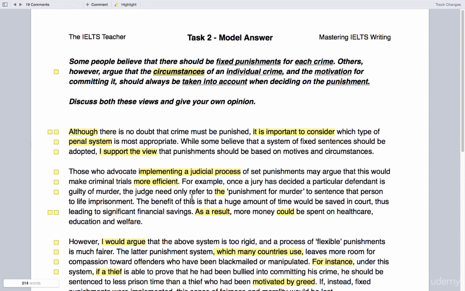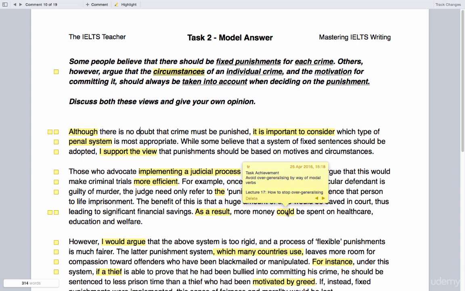The benefit of this is that a huge amount of time would be saved in court, thus leading to significant financial savings. As a result, more money could be spent on healthcare, education, and welfare. So "as a result" here is a very, very useful cohesive device that helps to link the previous sentence with that sentence. A range of cohesive devices must be used to address the requirements for Band 7 in coherence and cohesion. You can learn about cohesive devices and referencing in Lecture 13.